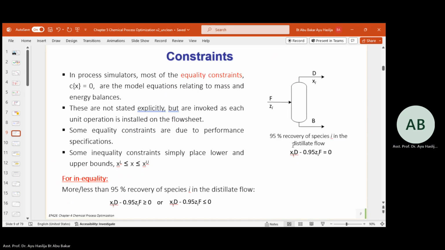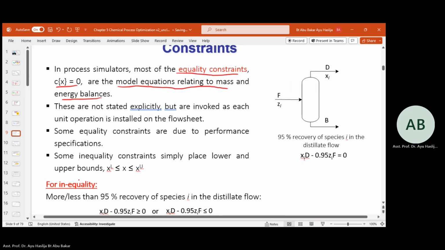Now, constraint. To identify the constraint, for example, in process simulators, most of the equality constraints equal to 0. These are the model equations relating to the mass and energy balance. Some inequality constraints simply place lower and upper bounds. You must have a range. Sometimes the constraint is in between the range. For example here, 95% recovery of species I in the distillate.